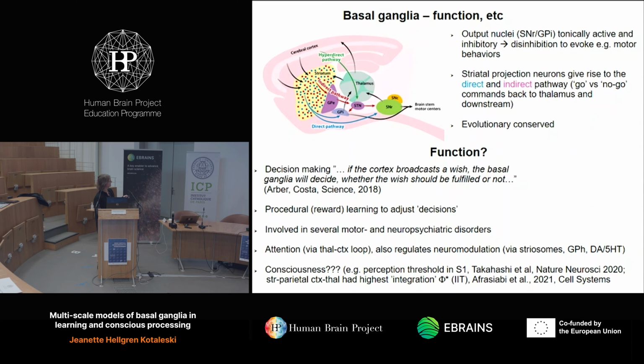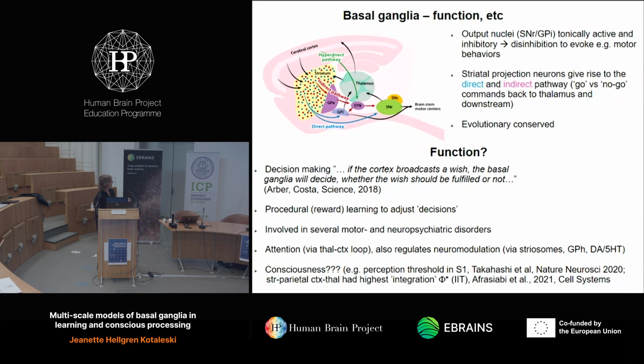And this is done in a push-pull manner by so-called pathways that go through the basal ganglia system. The most well-studied are the direct pathway that provides sort of a go signal, starting movements or gating through this loop back to cortex, and the indirect pathway that provides sort of a no-go signal.